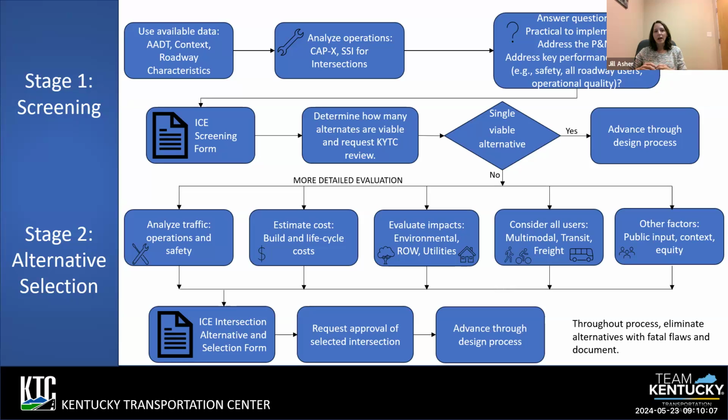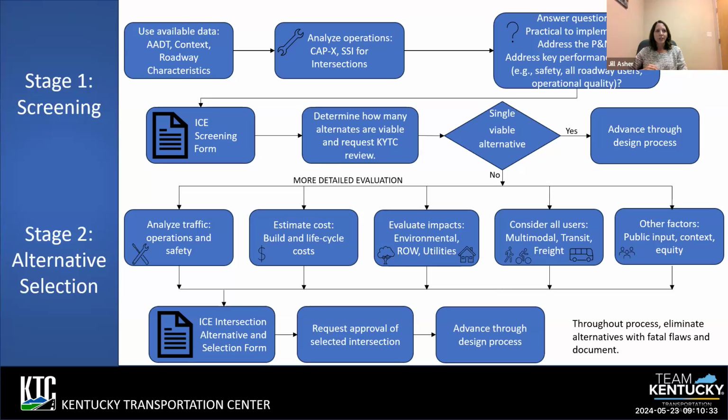But more than likely, you're going to have several intersection alternatives that screen through, or maybe not several. There's no minimum or maximum number of intersections. This process needs to be flexible. It needs to fit the size of your project. But you'll probably have 1 or 2 or 3 that may screen through to your stage 2 alternative selection, and that's where you do more detailed analysis.